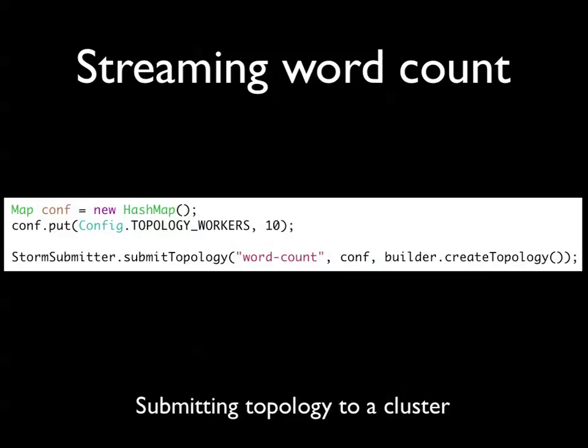OK, so that's it for defining the topology. So let's say you now wanted to run this on a cluster. So here's how you would do that. First, you create a configuration for your topology. Here we say we want to set topology workers to 10.